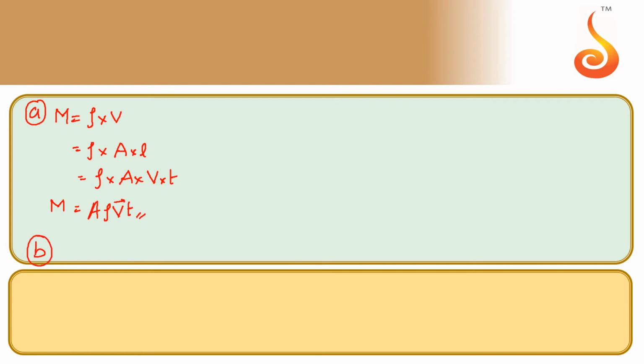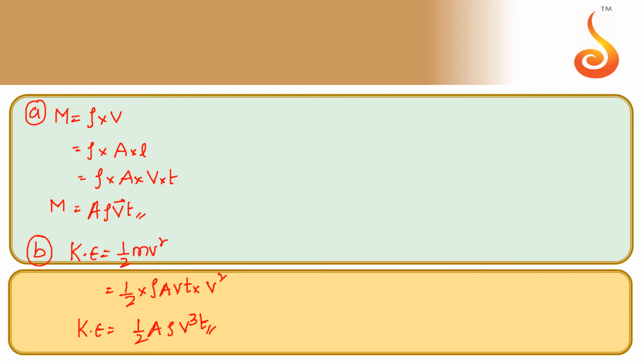Option B. We also need to calculate the kinetic energy. So kinetic energy is equal to half mv square. So half, mass is rho A Vt, into V square. So kinetic energy is equivalent to half A rho V cube into T.